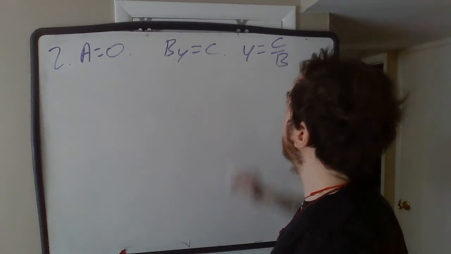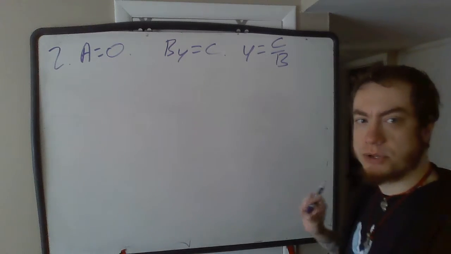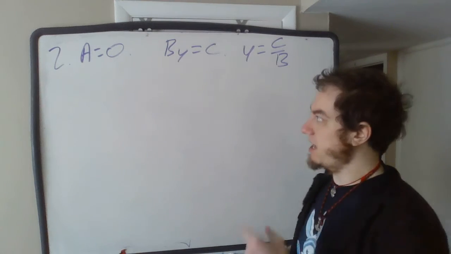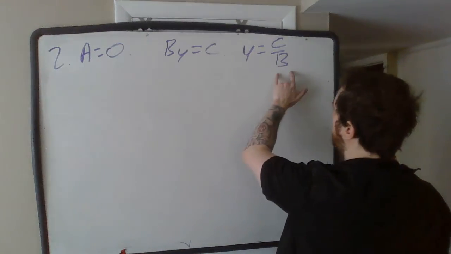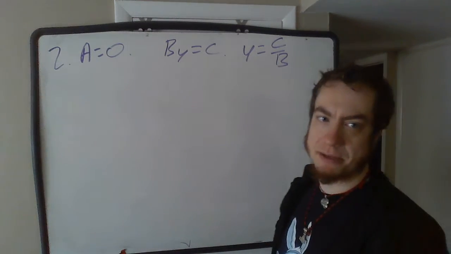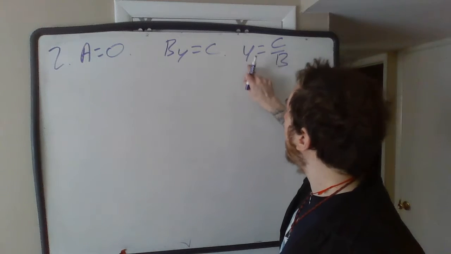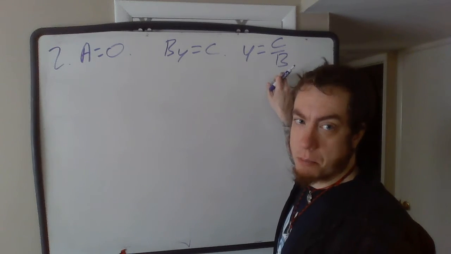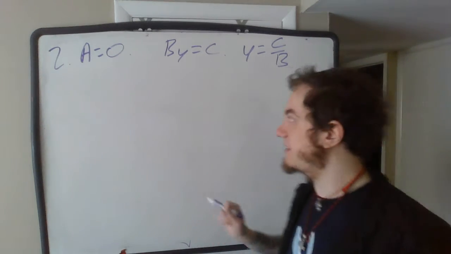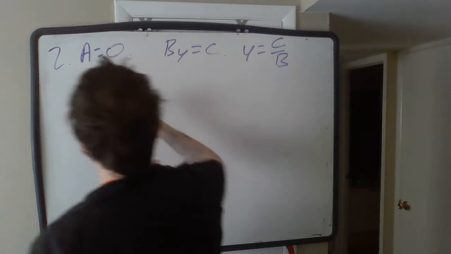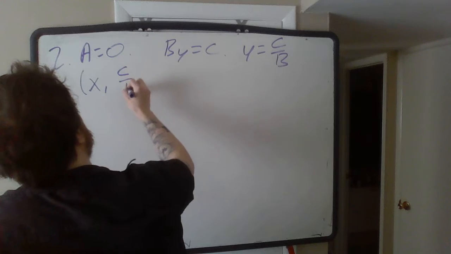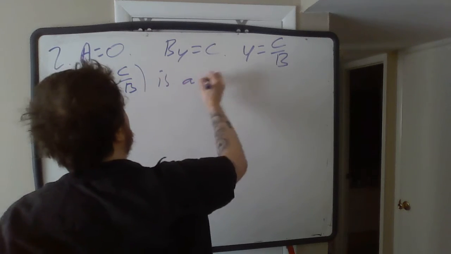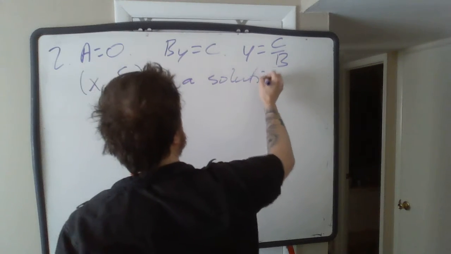In this case, we see something similar to what we saw in the first case, except instead of x being equal to a fixed number with no dependence on y, here y is equal to a fixed number and there's no dependence on x. The x value can be anything. So anything of the form x comma c over b is a solution.